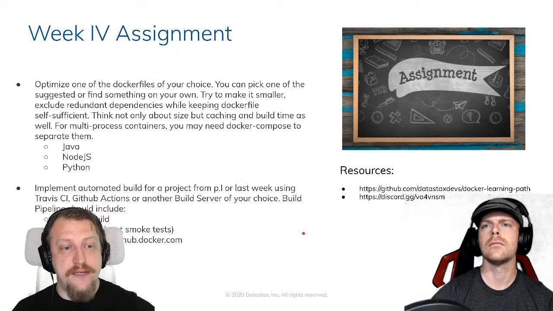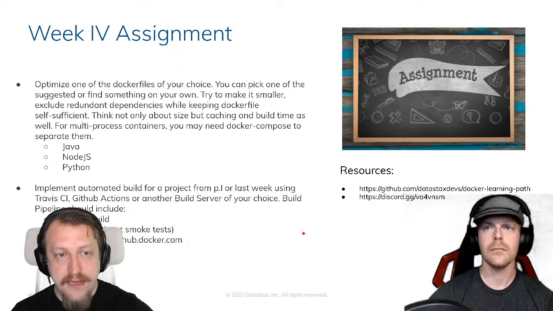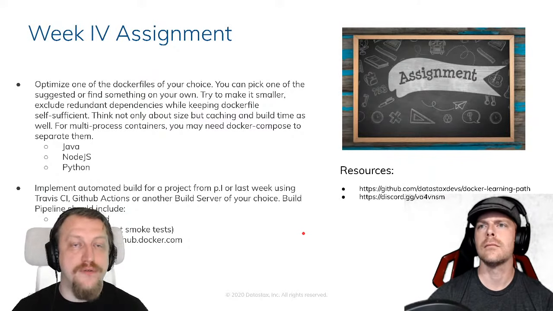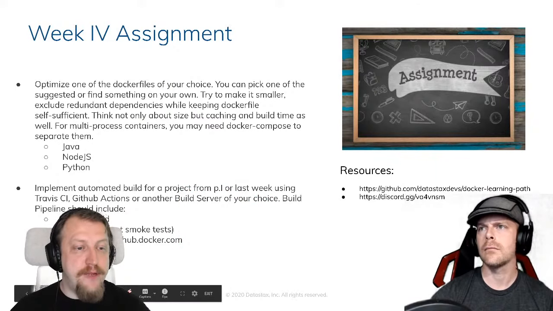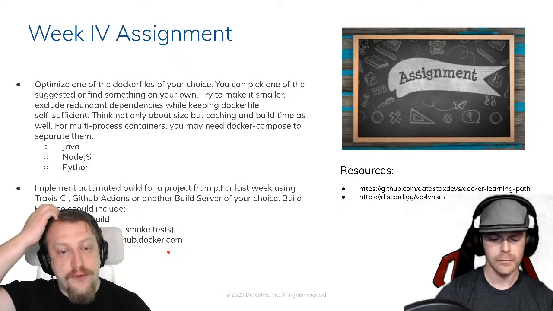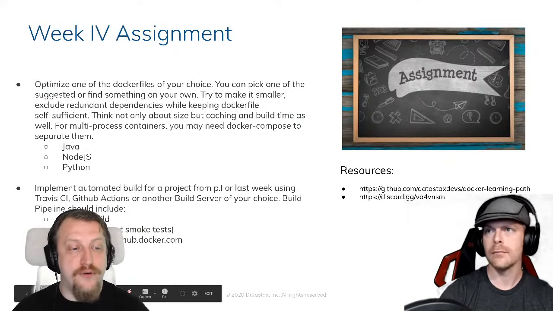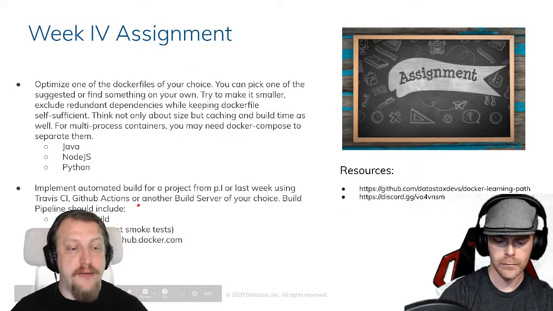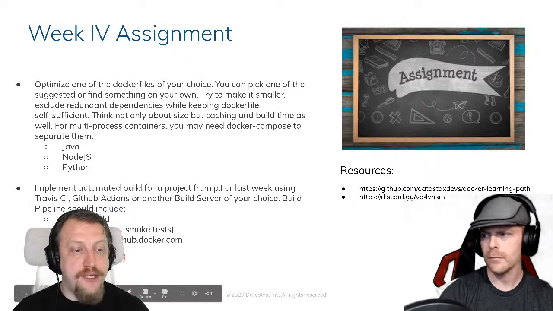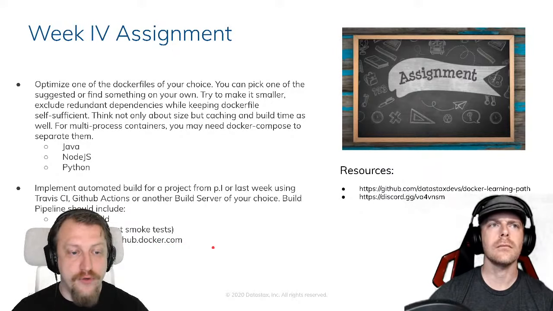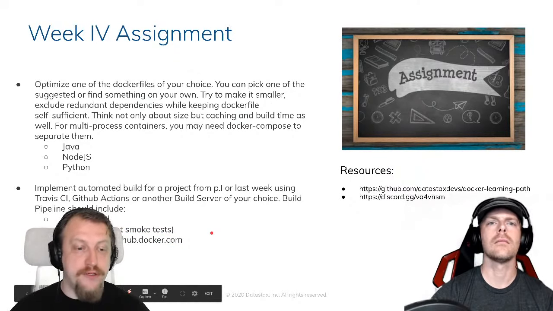For multi-process containers, as you will have some in the homework assignment in the GitHub repo, you may need Docker Compose to separate them, as there is some multiprocessing done not really correctly. And the second part: implement automated build from project 4.1, from the previous point or from last week, using a build server of your choice. We suggest Travis CI or GitHub Actions. The build pipeline should include at least Docker build, testing, at least some smoke tests, and Docker push to hub.docker.com.